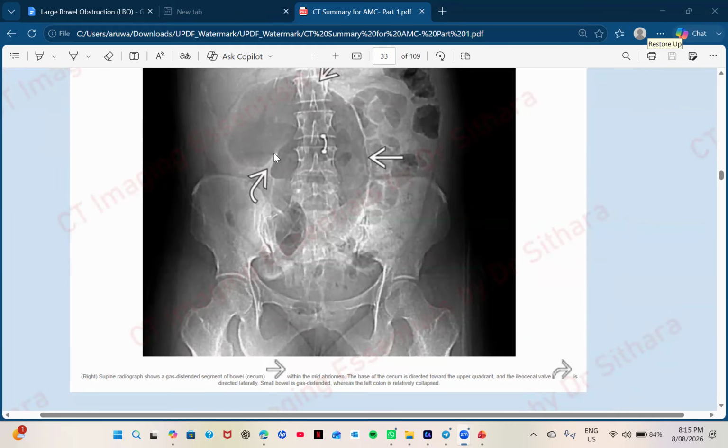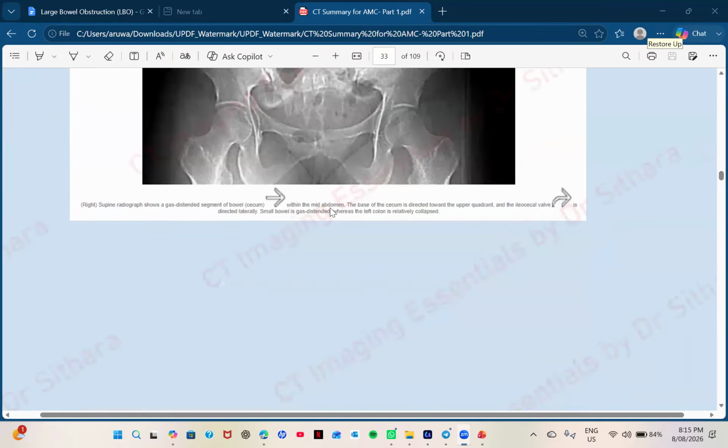this arrow, the site of transition. What about the doctors? Okay, here this supine radiograph shows the gas distended segment of bowel, the cecum, right? Here this is the cecum within the mid abdomen. The base of the cecum is directed toward the upper quadrant and the ileocecal valve. Here, the ileocecal valve, you can see it here, right? Because I have explained this one.